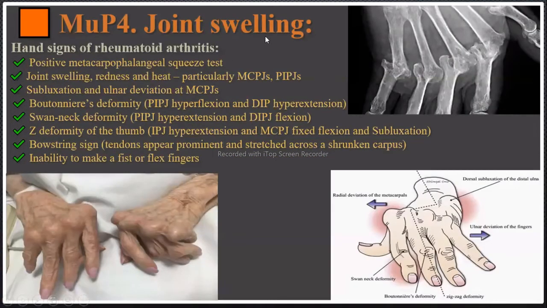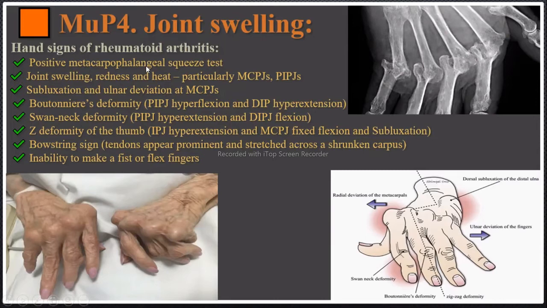Okay, joint swelling. Number 4, hand signs of rheumatoid arthritis. As you see, they can give you this X-ray or this image. A positive metacarpophalangeal squeeze test means if you do compression with 2 fingers, your thumb and index, across the joints, it will be positive. The patient has tenderness, so it's rheumatoid arthritis. Joint swelling, as you see, redness, heat, particularly the metacarpophalangeal joints, proximal interphalangeal joints, subluxation and ulnar deviation.